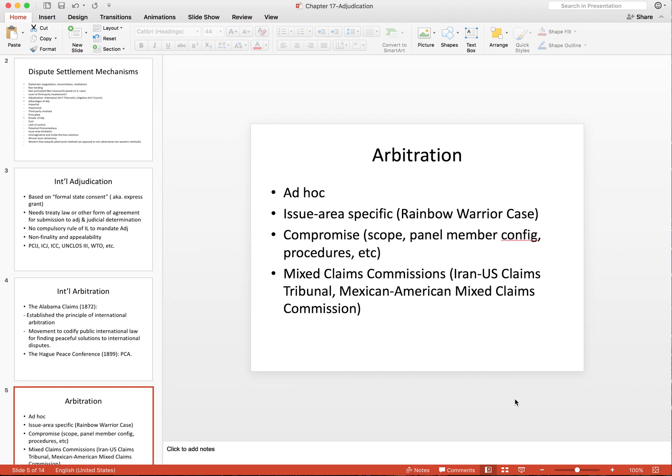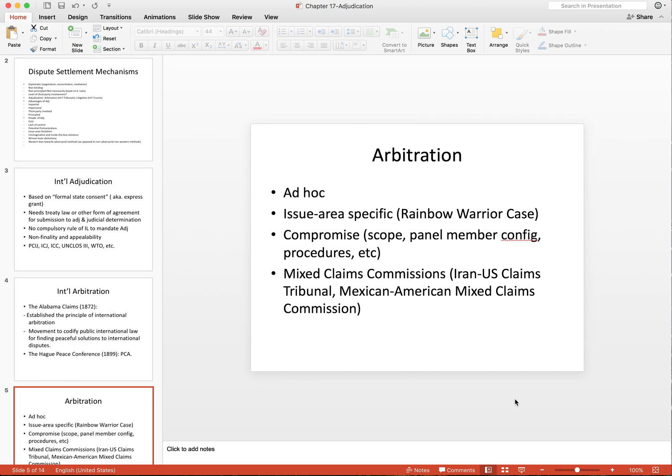But like I said before, arbitration has this characteristic that it is normally ad hoc, meaning that these arbitral mechanisms are not permanent. They're also issue area specific. For example, the Rainbow Warrior case that we've covered before, and they're based on the notion of these agreements that are called a compromise, which determine the scope, panel member configuration, and procedures, and those types of procedural slash logistical contours of arbitration.